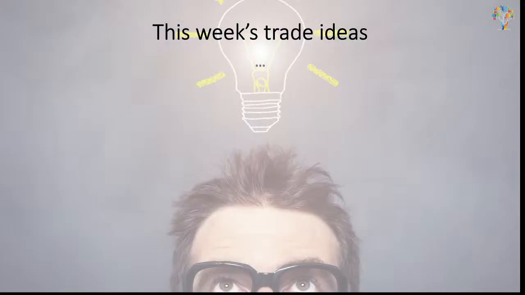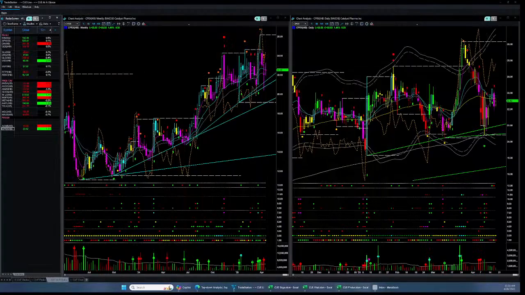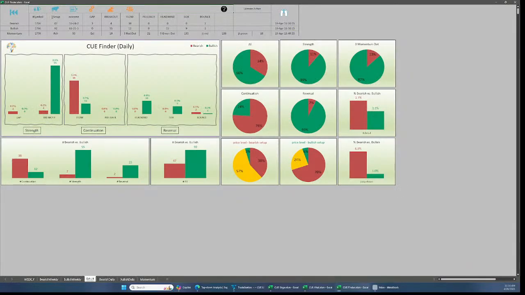This week's trade ideas, like in the last week, I am not suggesting any trade ideas or looking at any trade ideas, but let me carry out a bottom-up analysis. Last week I carried out a top-down analysis. There are some bullish candidates at the stock level. Let's go to the bullish stocks.